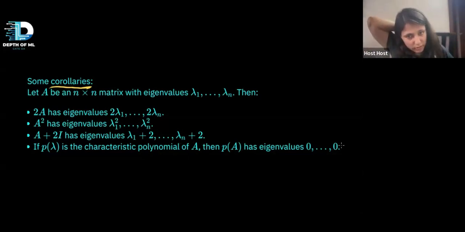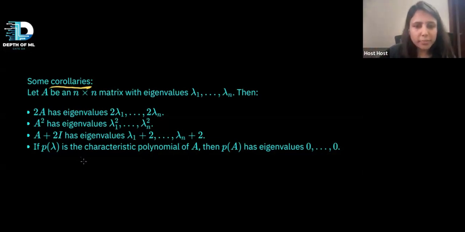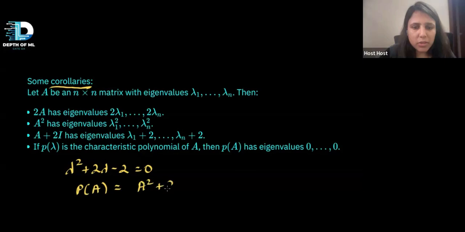Okay, let's look at it. I have not looked at it, but let me see if this is true. If this is a characteristic polynomial, it's saying lambda square plus 2 lambda minus 2 is equal to 0, then P of A will be A square plus 2A minus 2I, right? It's a zero matrix.